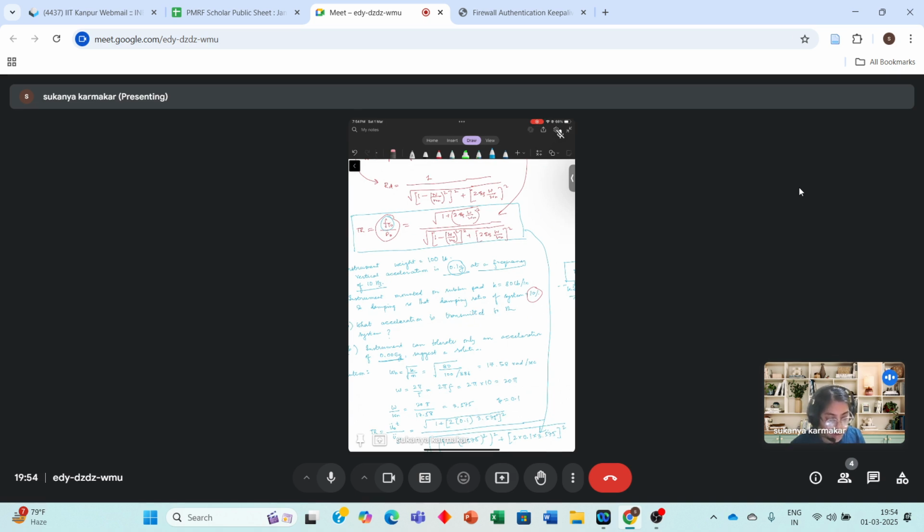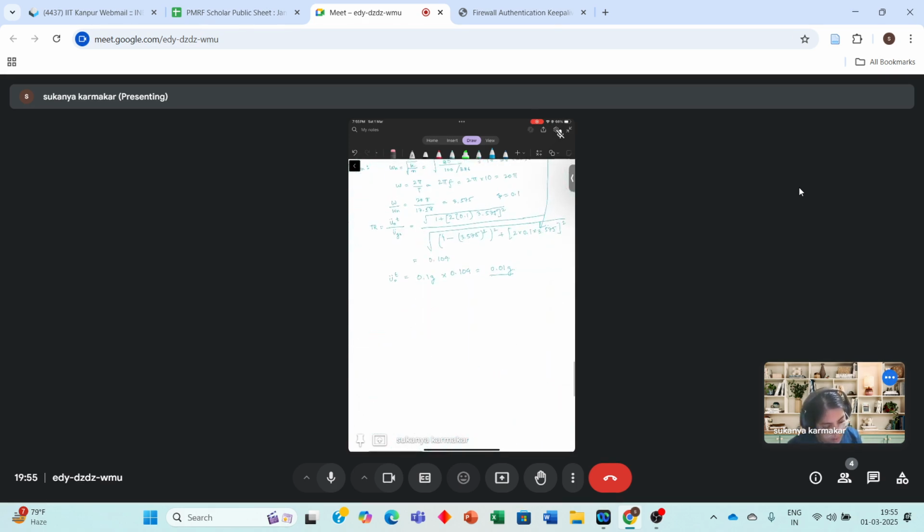You cannot change omega. Omega is the exciting frequency, so that is fixed. What you can change is omega n and zeta. But let's say you are using the same rubber pad, so the damping ratio also can't be changed. So the only thing you can change is the natural frequency of the system. So part A is done.